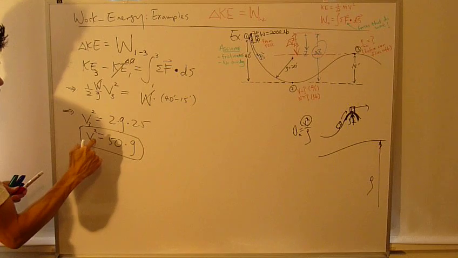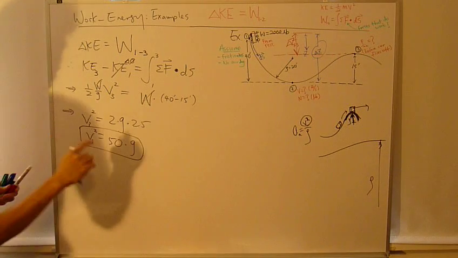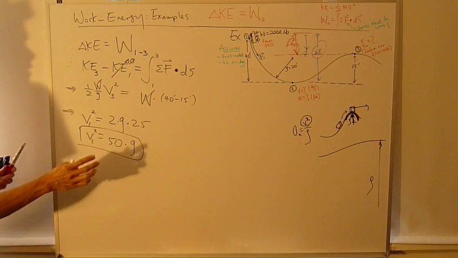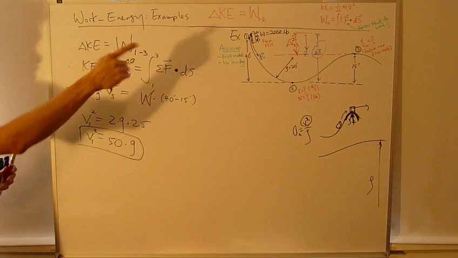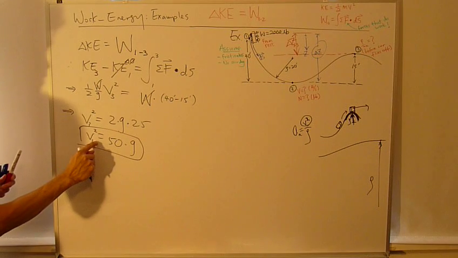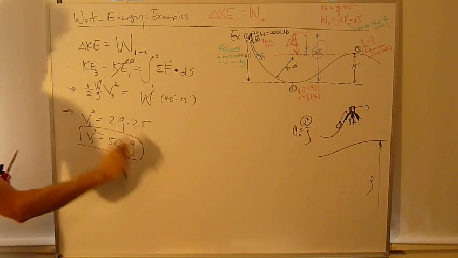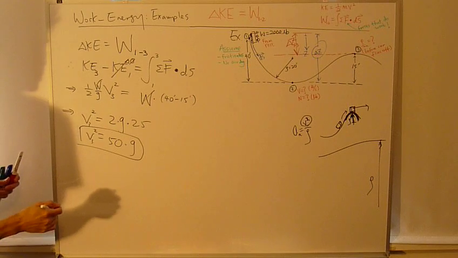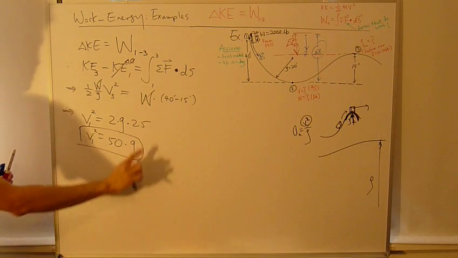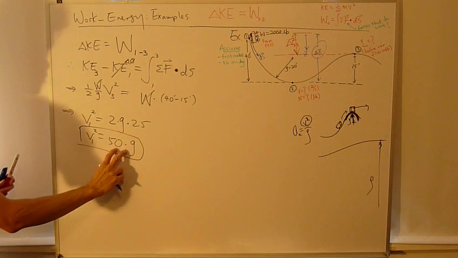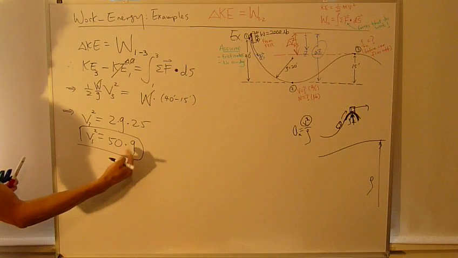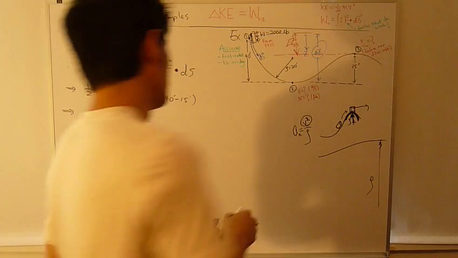I'm going to keep it as v3 squared. I'm not going to solve for v3, because I'm not interested in knowing what the velocity is. I'm going to use this to find my radius of curvature rho. So keep this as it is, because this is precise: exactly 50 times g.